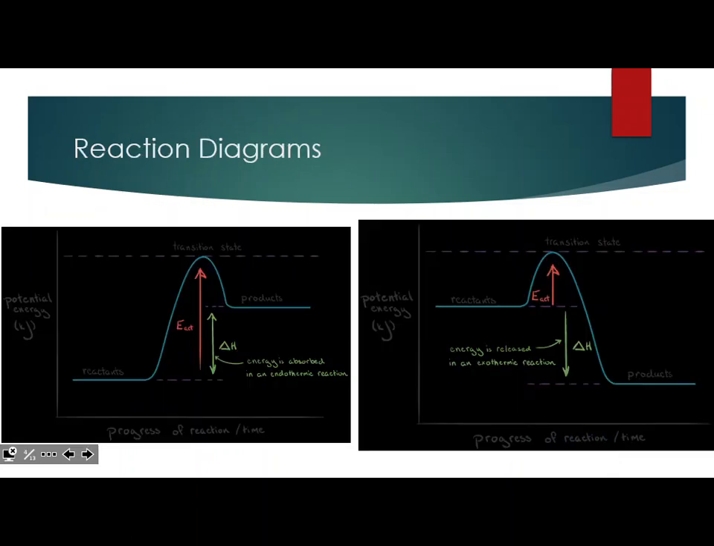Now for our potential energy diagrams. You might want some colors out to go ahead and label these. I'm going to start with the endothermic one over on the left. This is the potential energy diagram for endothermic reactions. So these are called potential energy diagrams.